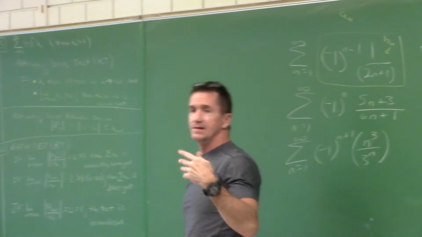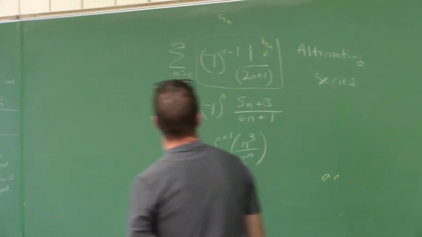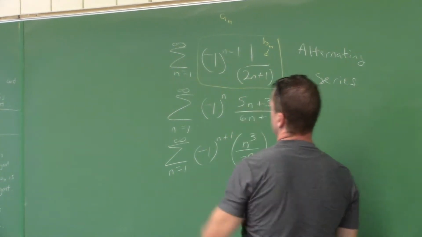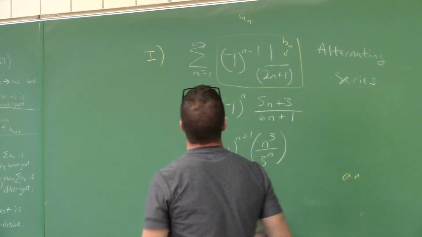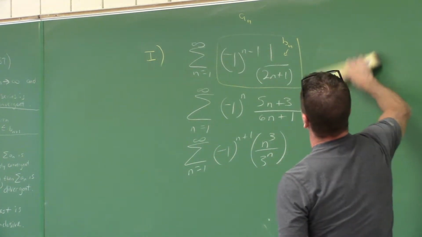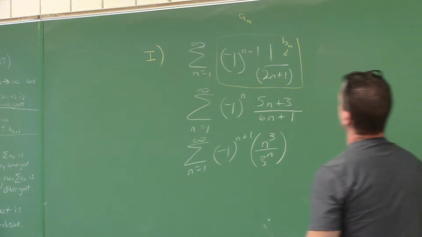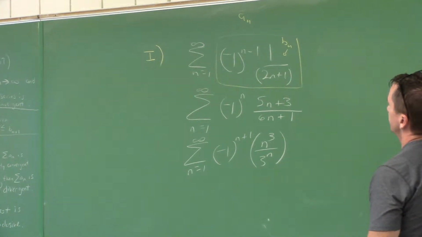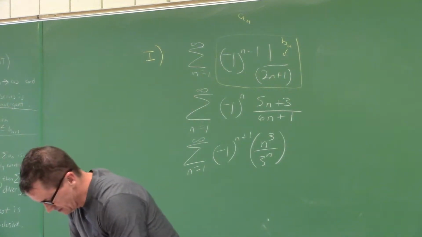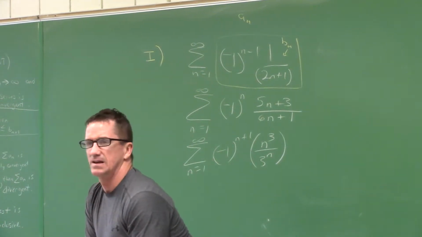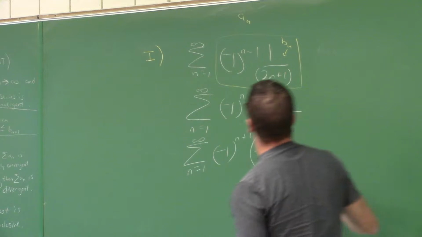You'll see a lot of these where the terms are going to decrease. So let's look at this one right here. We'll start with this one: -1 to the n minus 1 times 1 over 2n plus 1. And it's kind of like number 5 from the textbook.